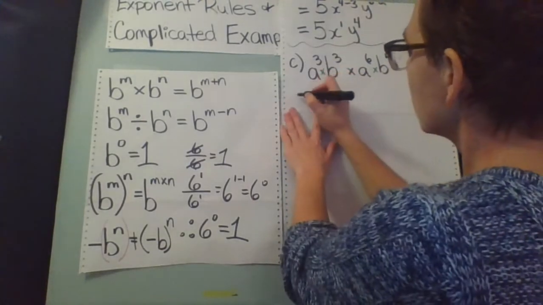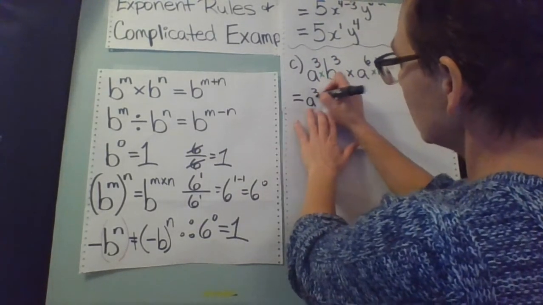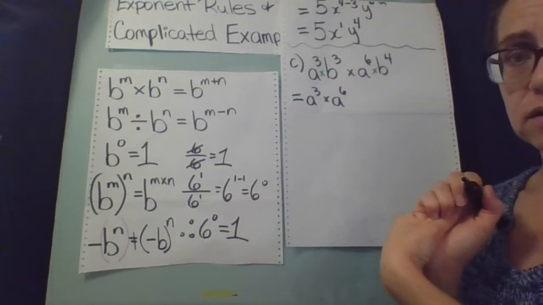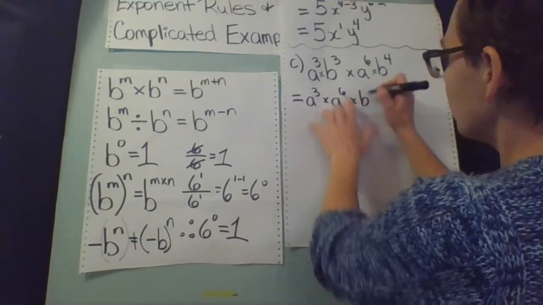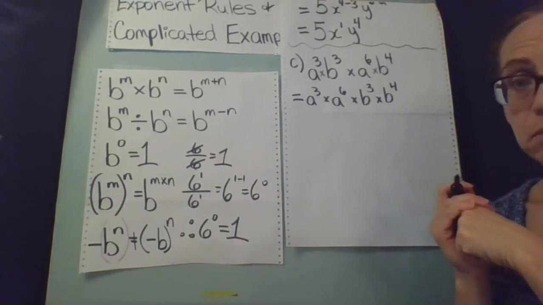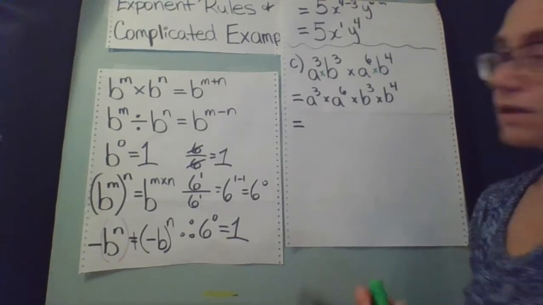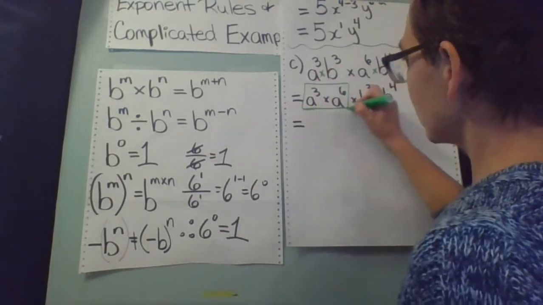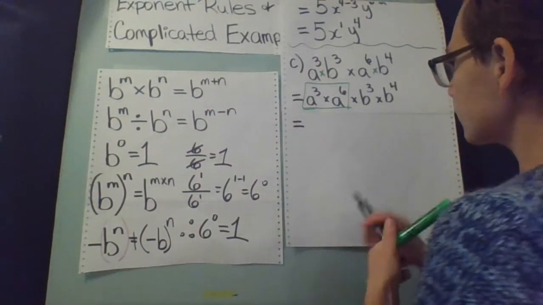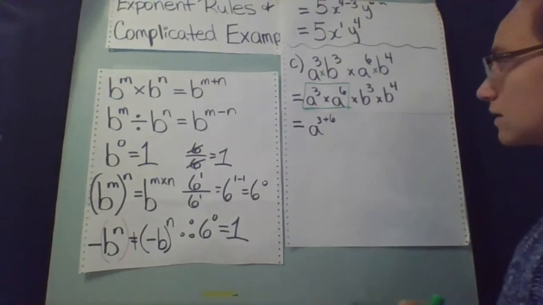Well, I can change my order. So I can do a to the 3 times a to the 6. I can put those out front. And then I can do my b to the 3 times b to the 4. Sure. And then, just like what I did with my fractions, now that I've got these guys together, I can use my rule. So when I'm multiplying, remember we add. So I have a to the 3 plus 6.